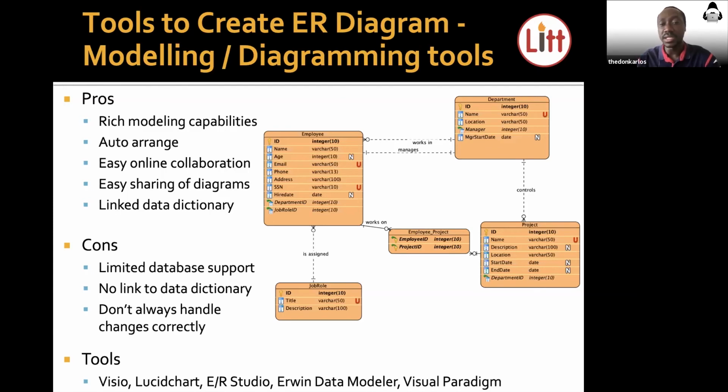It allows for easy online collaboration, especially those that run on the cloud. You can share your diagrams by exporting in PDF, PNG or JPEG format and just sending to your collaborators. And it links to the data dictionary. This one would generate a data dictionary just like we saw earlier on. It can give you that.